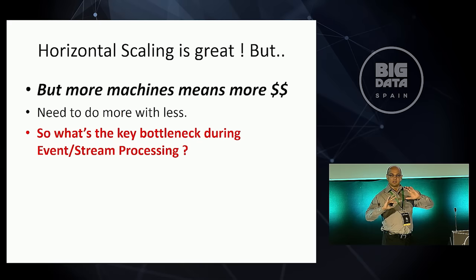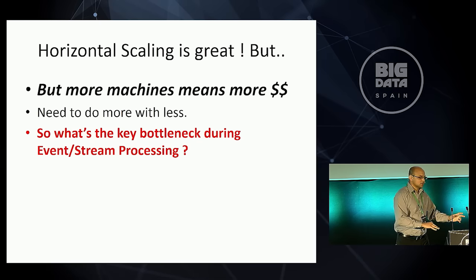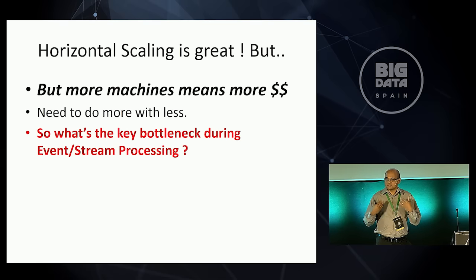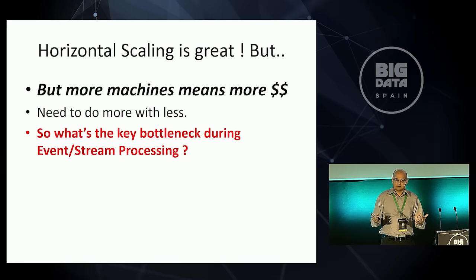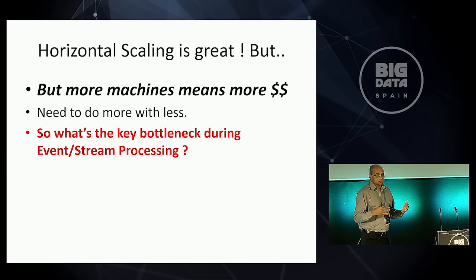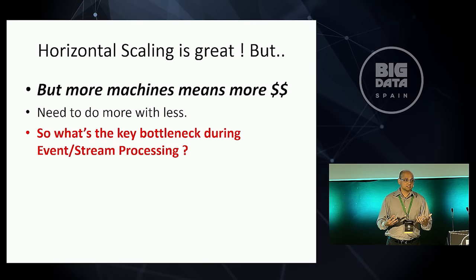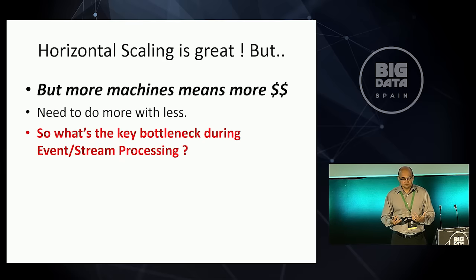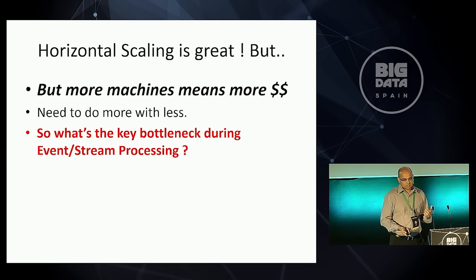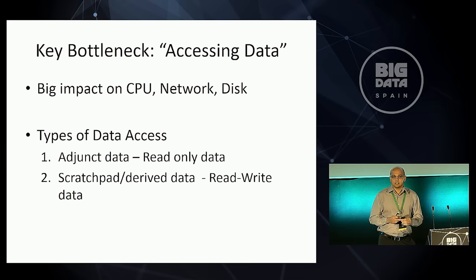All right, so we talked about horizontal scaling for both ingestion and processing. All this is great, but this means that every time I want to scale, I keep adding machines. Well, machines don't come free. With AWS and lots of other cloud computing platforms, sure, it is easy to add machines, but that doesn't mean they come free, right? So we need to be thoughtful about the efficiency of our stream processing platform. So now the question is, what's the key bottleneck? Well, it turns out, at least for most of the scenarios that we have looked at, accessing data is a key bottleneck.